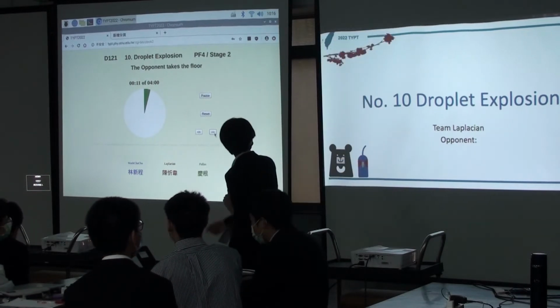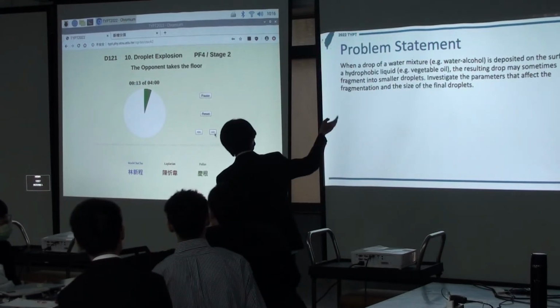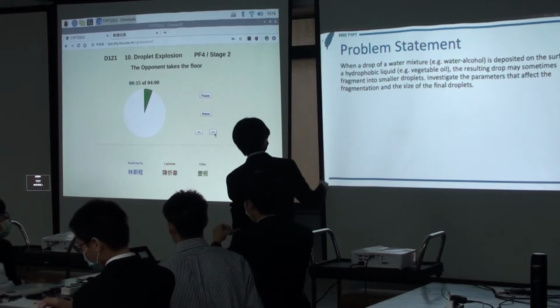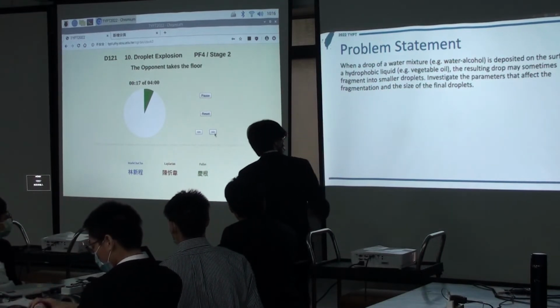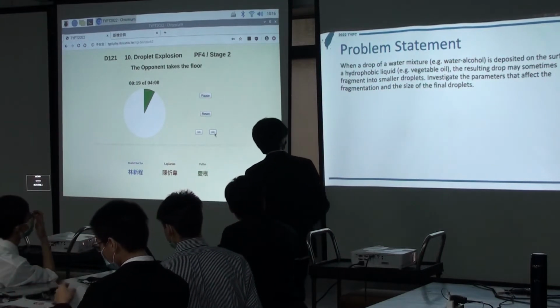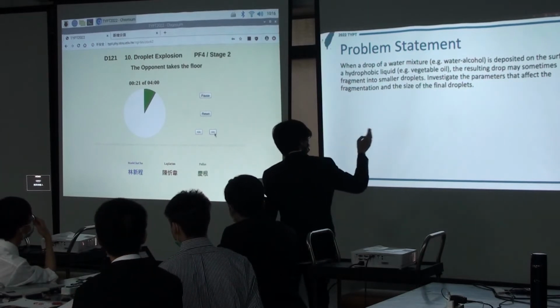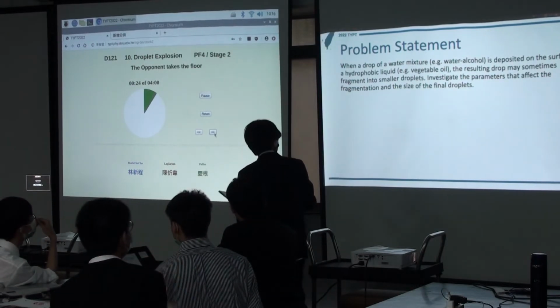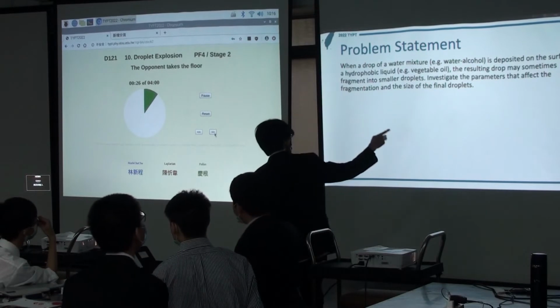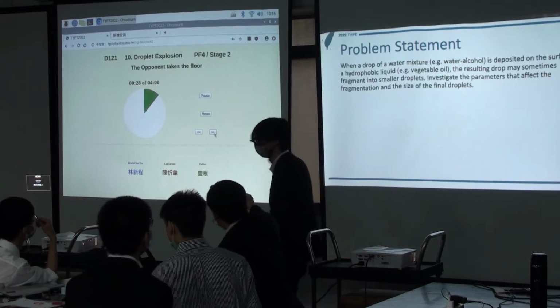Droplet explosion. So this is the problem statement. When a drop of water mixture, for example water and alcohol, is deposited on the surface of a hydrophobic liquid, for example vegetable oil, the resulting drop may sometimes fragment into smaller droplets. Investigate the parameters that affect the fragmentation and the size of the final droplets.